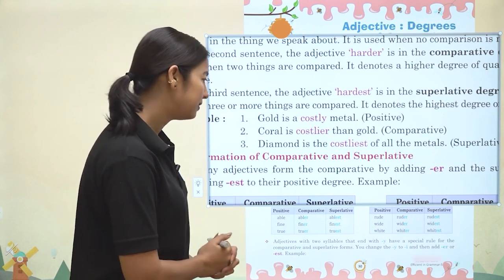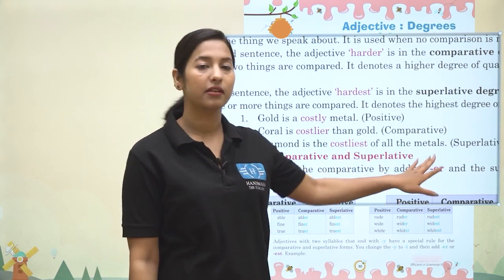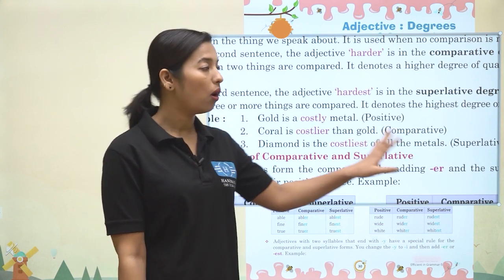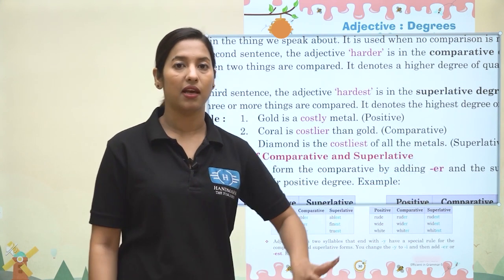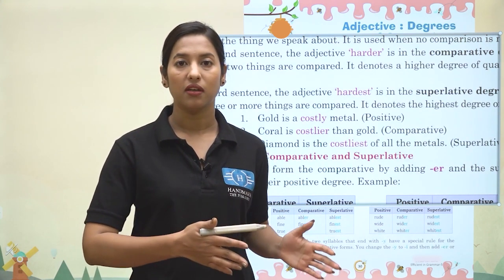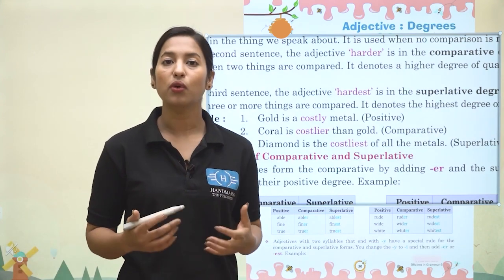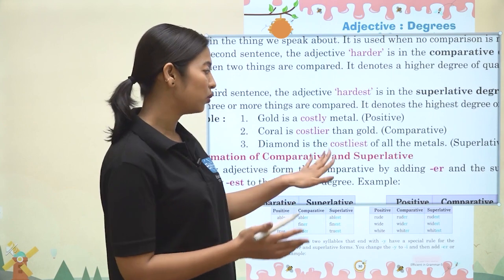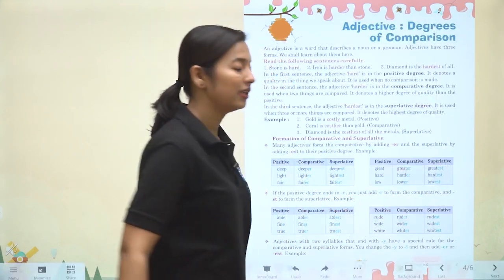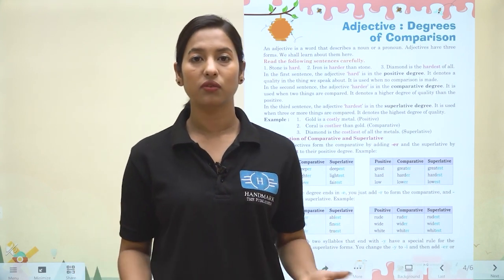But in this third sentence, as we can see, diamond is the costliest of all the metals. So here we are comparing diamond with all the remaining metals, which means there is a comparison between diamond and the other metals, which are more than two. For comparing more than two things, we use the superlative degree. So children, that's why it is very important to learn about these degrees. Now it is very clear to you how we use these degrees.